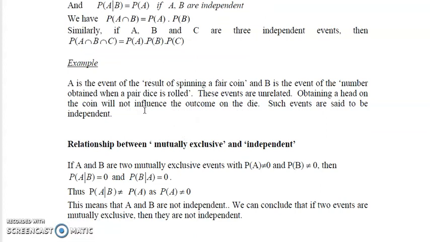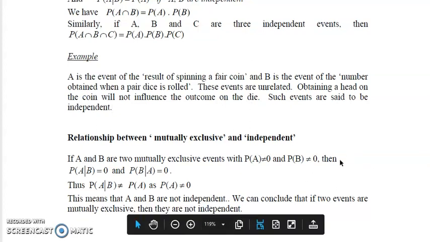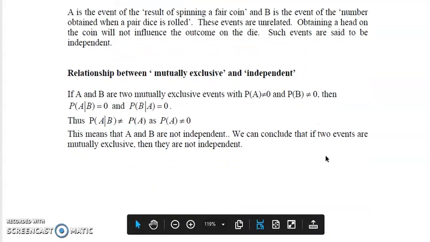So this is an example, which is A spinning a coin, B number obtained when a pair of dice is rolled. Okay, so the events are unrelated. If we want to get head or tail on the spinning coin, it will not influence the outcome of the dice. Okay, so it is independent. So how can we relate between mutually exclusive and independent?